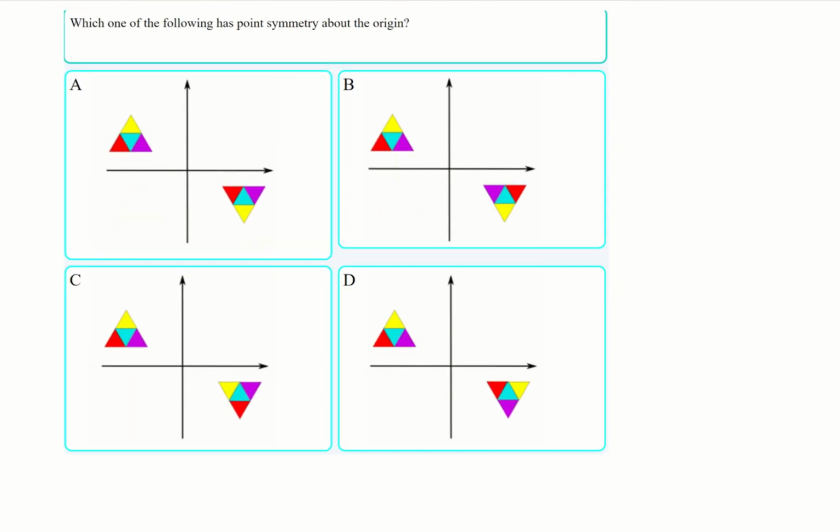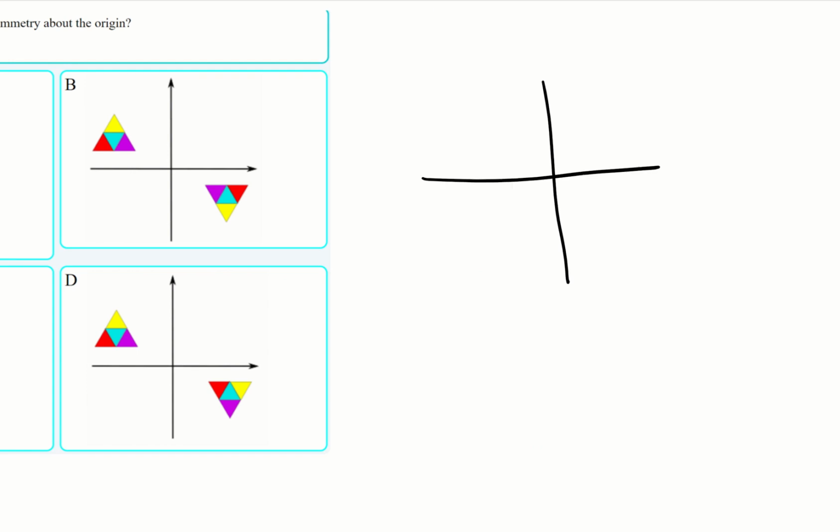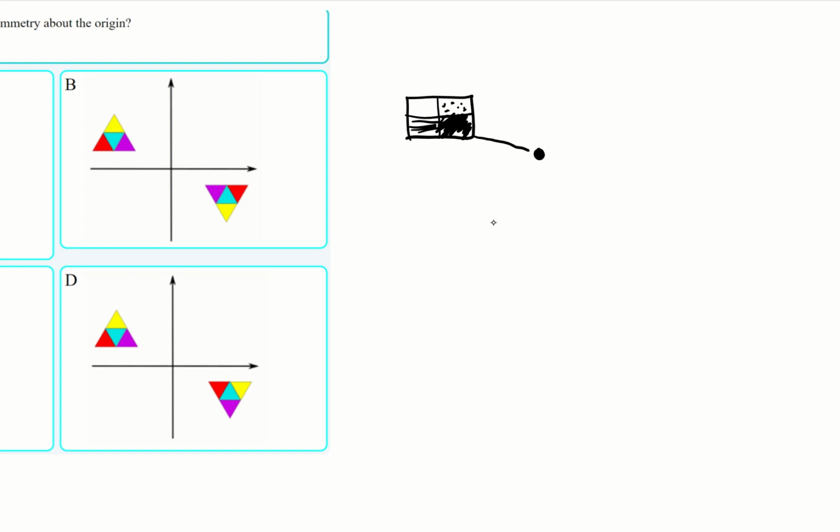All right, so which one of the following has point symmetry about the origin? So point symmetry is basically where you have a given point, right, in the middle. The point is usually in the middle of a figure, the central point. And let's see if I can just draw something here. Okay, so I'm purposefully making this pattern different. So point symmetry is when you have a given central point, which in this case is indicated by this dot.